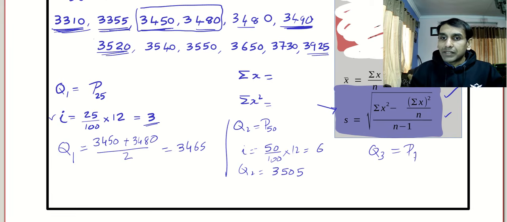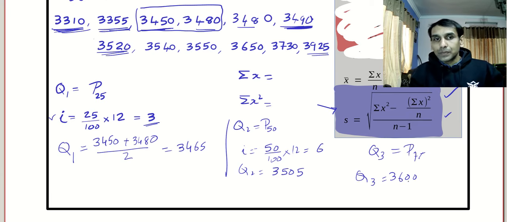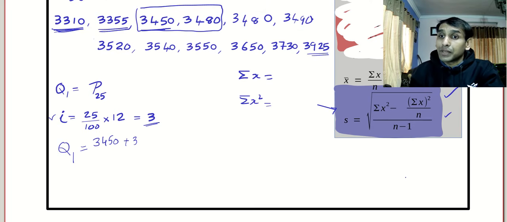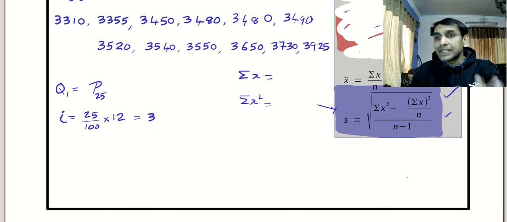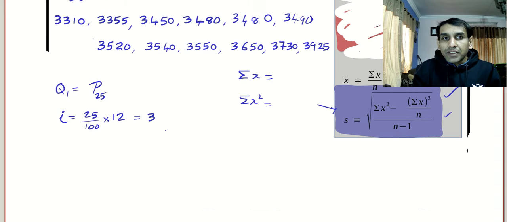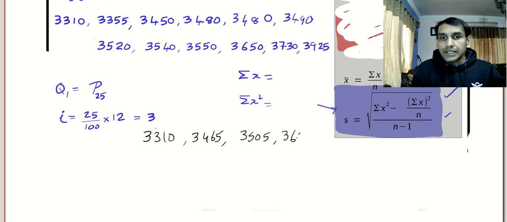I'm not going to explain. It's P75. Q3 comes to be 3600. Now look at this. Now I have the 5 number summary. Now I'm going to write the 5 number summary. The smallest value, what's the smallest value? 3310. Quartile 1, 3465. Then 3505, 3600, 3925. Okay, we got the 5 number summary.